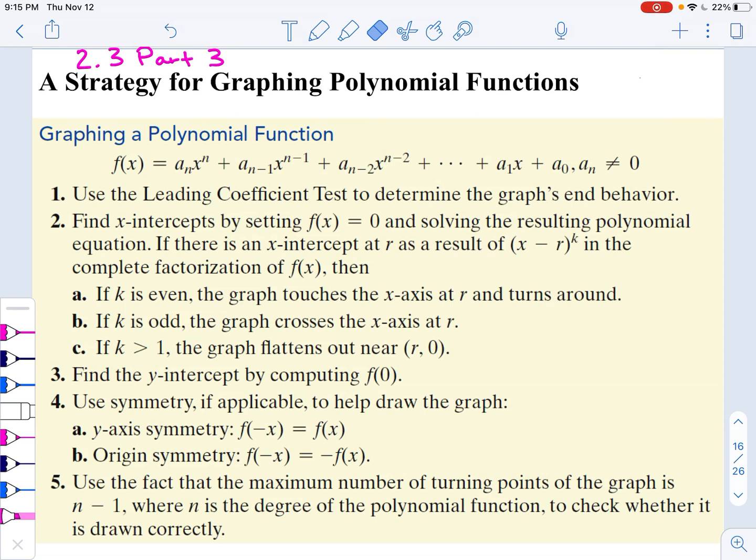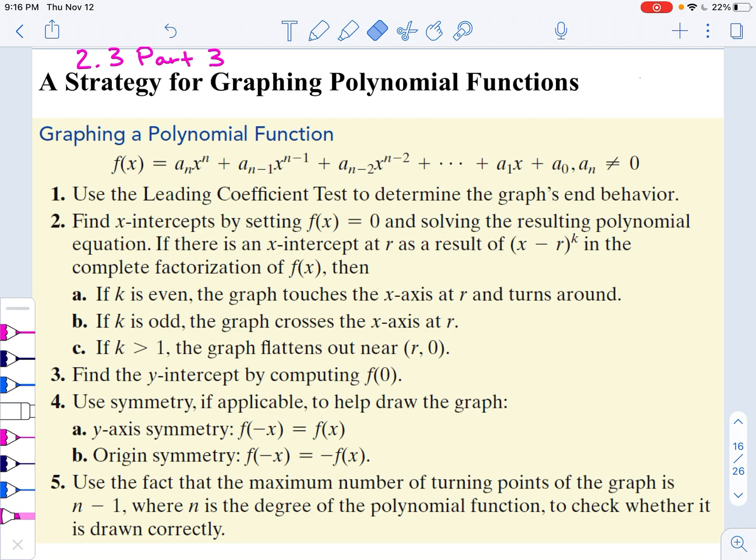Now, some of the things we've done in prior lessons, back in chapter 1, we talked about y-axis symmetry. If f of negative x is equal to the original function f of x, then you have that y-axis symmetry. Part B says you have origin symmetry if f of negative x is equal to the opposite of f of x. Also, reminder, it says if applicable. In some cases, you're going to definitely be able to tell that there is no symmetry, and you might not need to do that step.